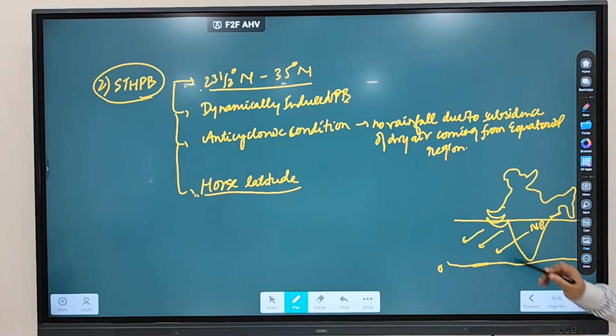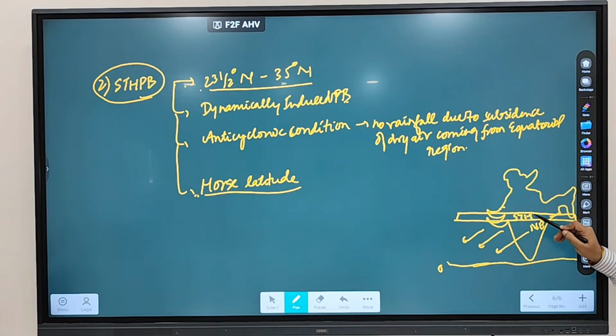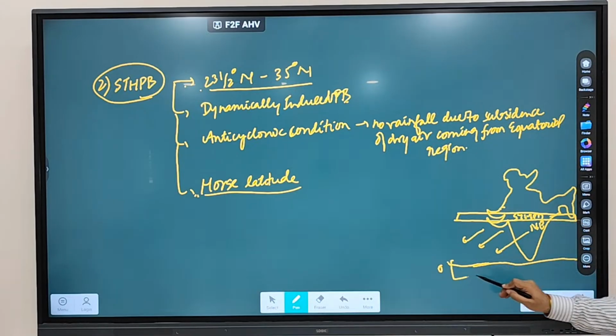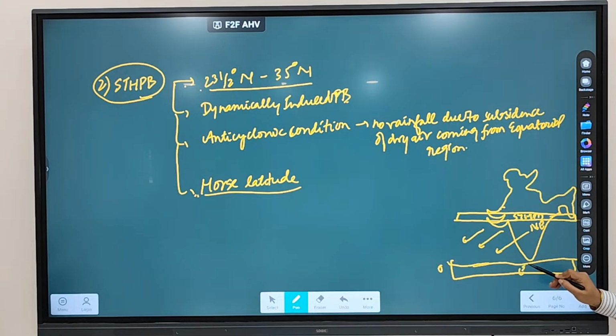Northeast trade wind. So we discussed this is a subtropical high pressure belt zone, and this is the equatorial low pressure belt zone. So which wind is going to blow over here? Northeast trade wind.